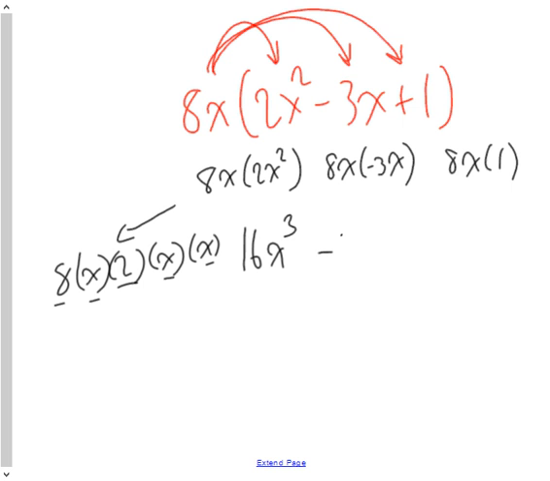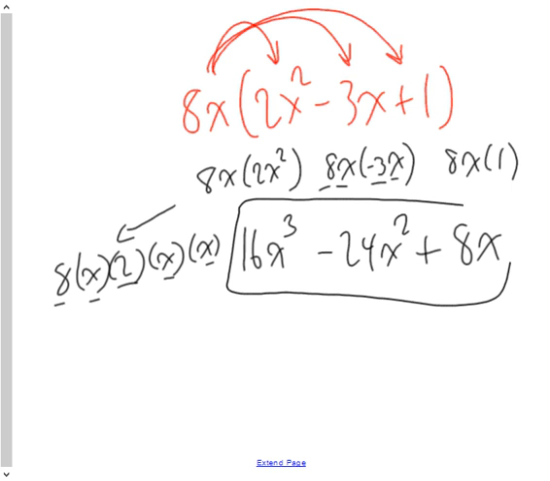This would be a negative 24x squared when we multiply the 8 and the negative 3 and the x by the x. And finally, the 8x times 1 is simply an 8x. Now, since there is no addition or subtraction sign there, we know that's a positive. That's going to become our operation sign between there. And our solution is going to be 16x cubed minus 24x squared plus 8x. So when you multiply 8x by all those things there, you end up with that.